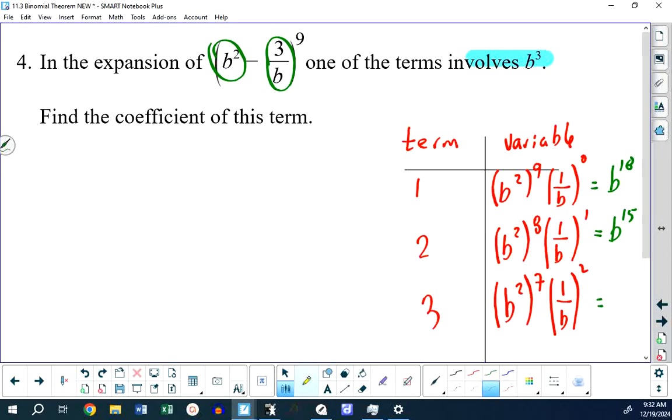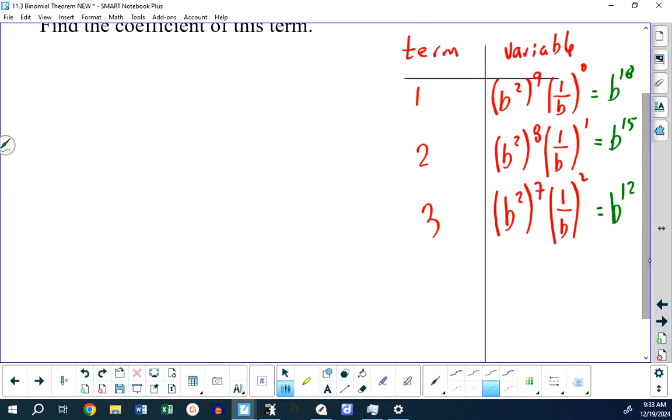7 times 2 is 14. 14 minus the 2 we lose here is 12. But you can see the exponent's going down by 3. And if you understand that, you shouldn't even need to do the third term. You should be able to just continue this table until you land on b cubed. That's all.